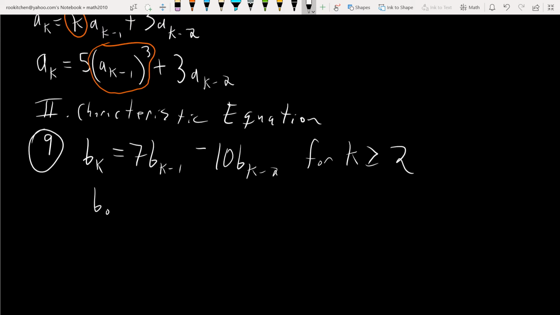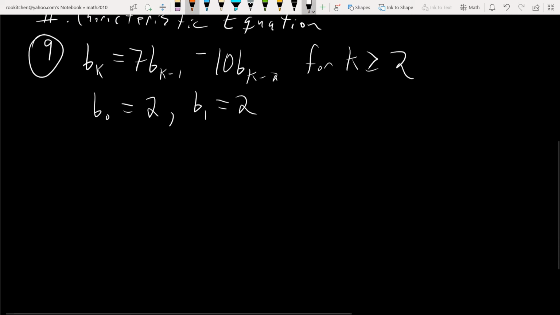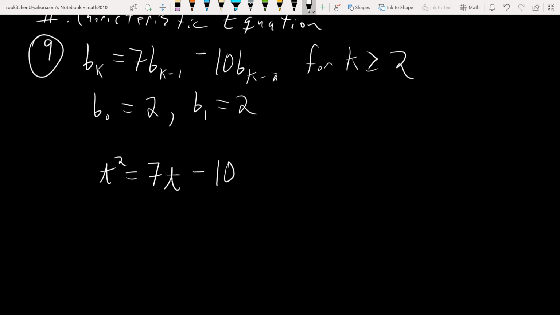And then you're going to need some initial values to get the particular solution, so b sub 0 is 2, b sub 1 is 2, and the characteristic equation is based off the recurrence relation. Okay, so what I'm going to do is, instead of writing b sub k, I'm going to write t squared. Instead of b sub k minus 1, I'm going to write t, and then instead of b sub k minus 2, I'm just going to put a 1 there. Okay, so that formula, this characteristic equation right here, is basically just me substituting in t's for the b sub k's. Okay, it comes directly from the recurrence relation.